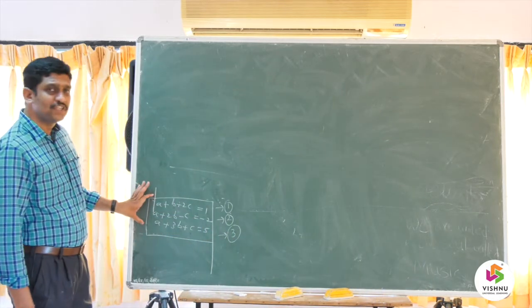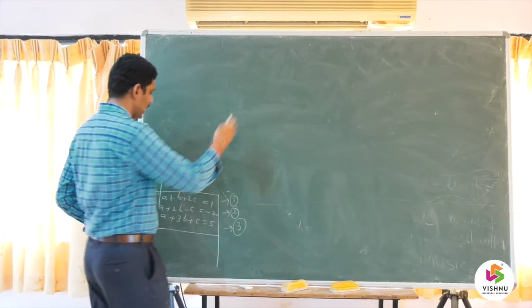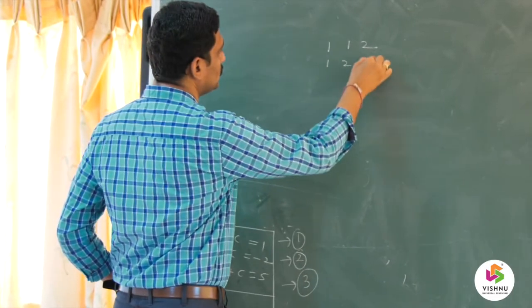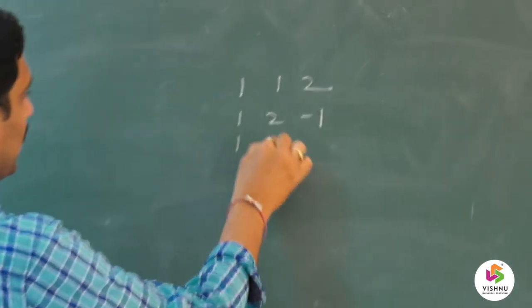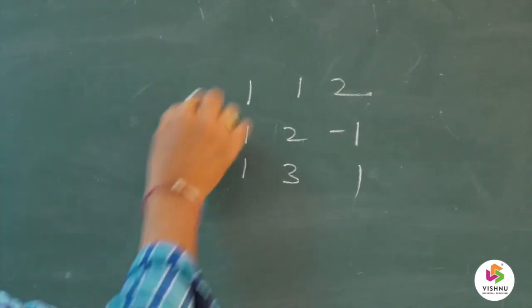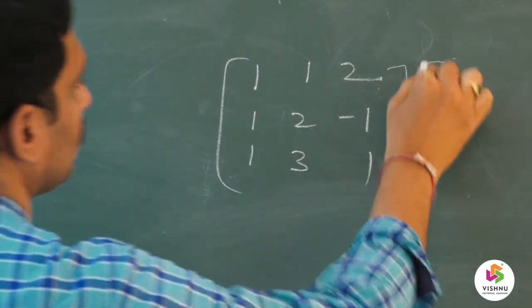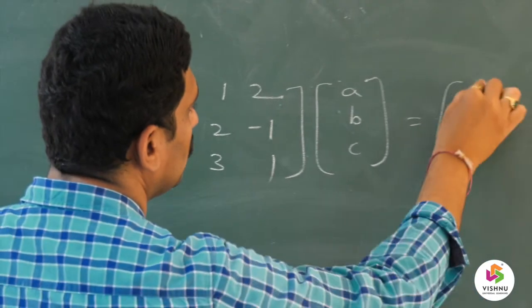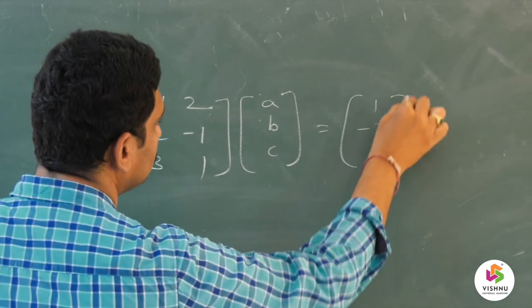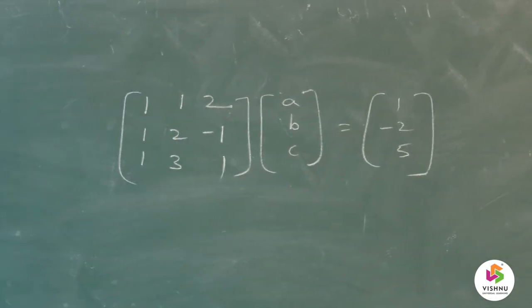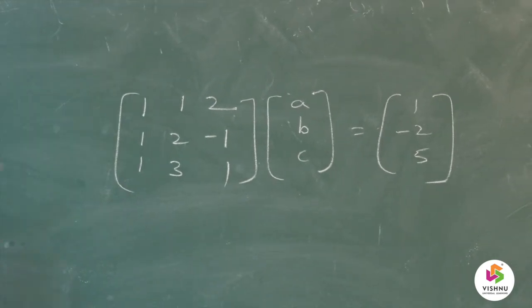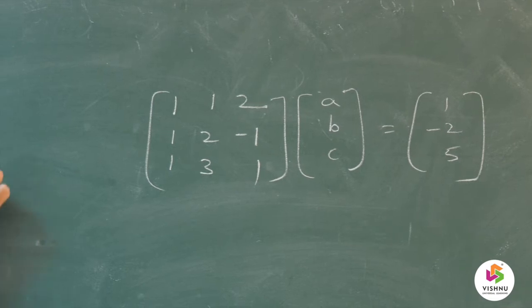So considering the given system of equations in matrix form, you have the matrix 1, 1, 2; 1, 2, minus 1; 1, 3, 1, times A, B, C, equals 1, minus 2, 5. Now, I will apply the row operations and convert that into echelon form.